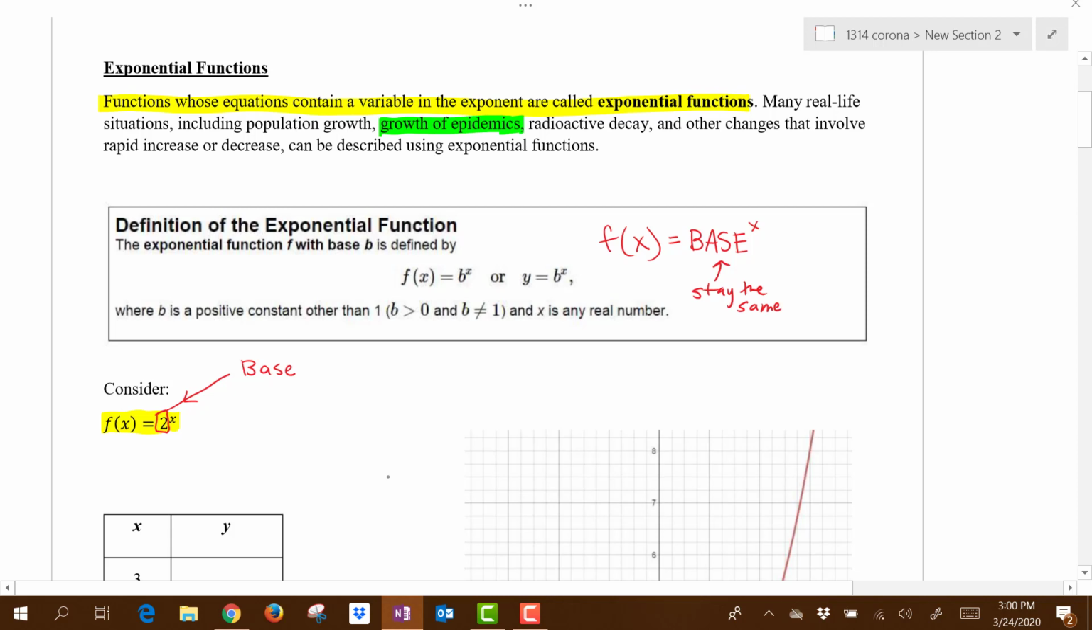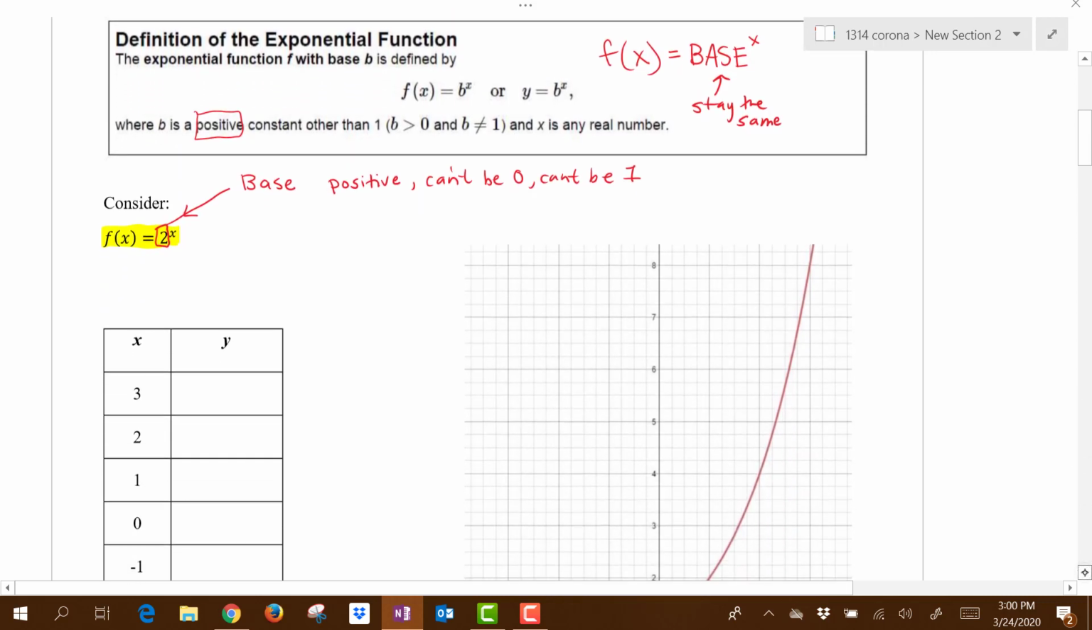We have some restrictions on what the base can be. The base must be positive. So we're not allowed to have a negative base. The base must be positive. The base can't be 0. And it can't be 1. So when I give you an exponential function, it will always have a positive base, and the base will never be 0, and the base will never be 1.